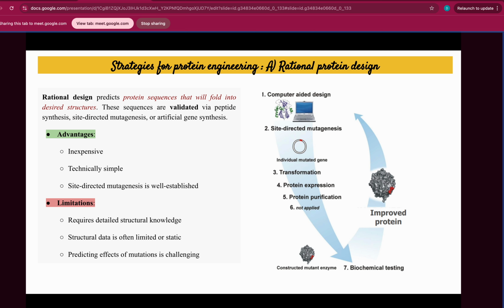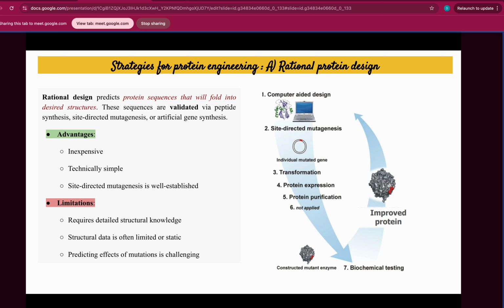So starting with the rational protein design. It predicts the protein sequence that will fold into a desired structure, and these sequences are validated by peptide synthesis, site-directed mutagenesis, and artificial gene synthesis. So now we have a computer-aided design. We perform site-directed mutagenesis, so an individual mutated gene will be obtained. For this we use recombinant DNA technology. After using the computer-aided design methods, we will see what are the different things which can be done.